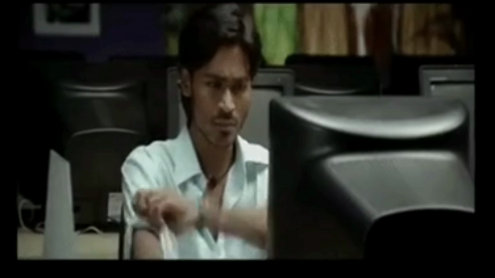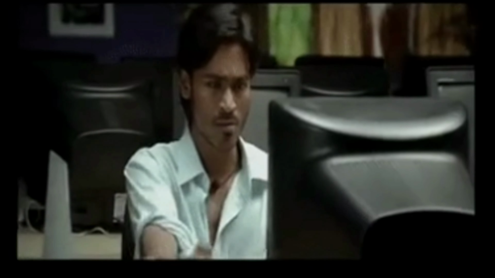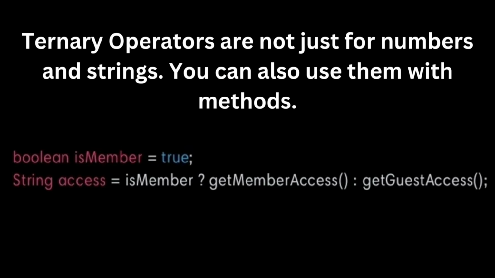Let's see a more practical example. Suppose you're building an e-commerce application, and you need to display a message based on the user's purchase amount. Example: if purchase amount is greater than 100, the user gets a discount message. Otherwise, no discount. Ternary operators are not just for numbers and strings.